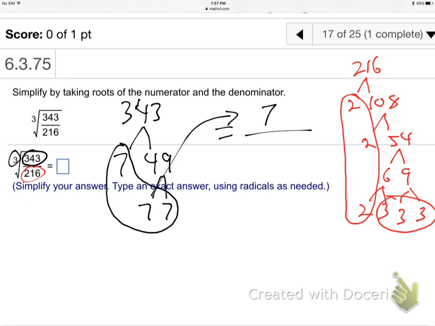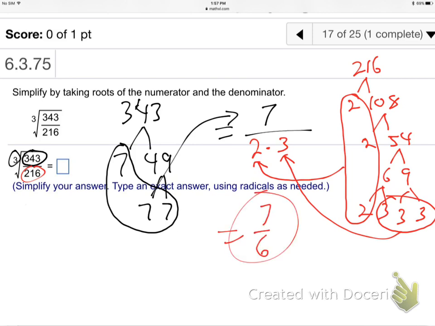You with me? 3 2s, send a 2 out. 3 3s, send a 3 out. We've got a 6 on the bottom, 7, 6. We're done. It's okay to leave the top bigger than the bottom. That's fine, as long as there's nothing you can divide. Nothing goes into 7 and 6, so that's good. That's simplified. There it is.